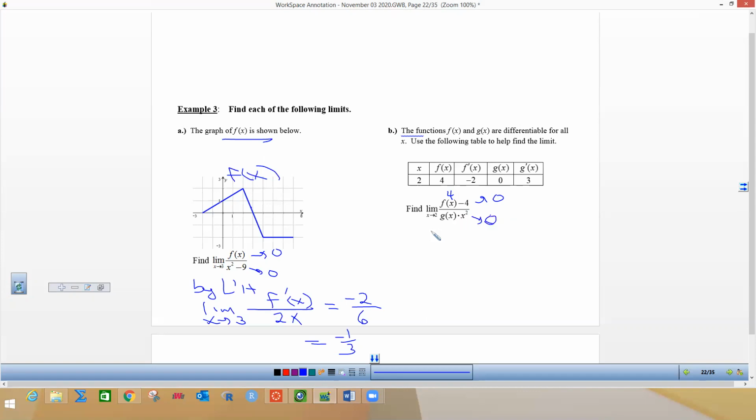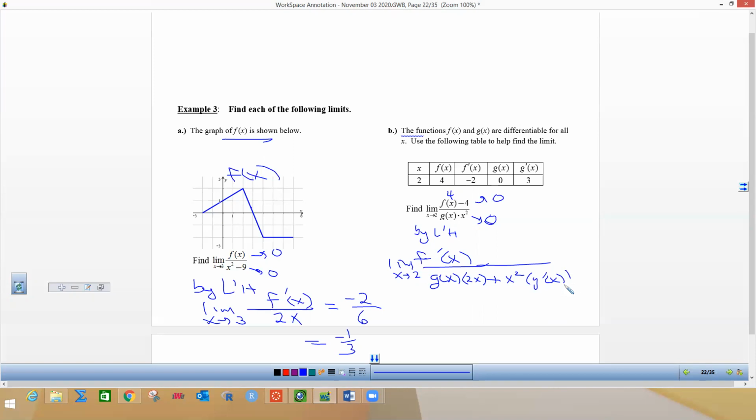So we say by L'Hopital, and we do the derivative. So when we do the derivative, we get f prime. Oops, I forgot the limit. We keep the limit as x goes to 2. And we get f prime of x. And the derivative of 4 is nothing. And then this is product rule. So we've got to do first times derivative of the second plus the second times derivative of the first.